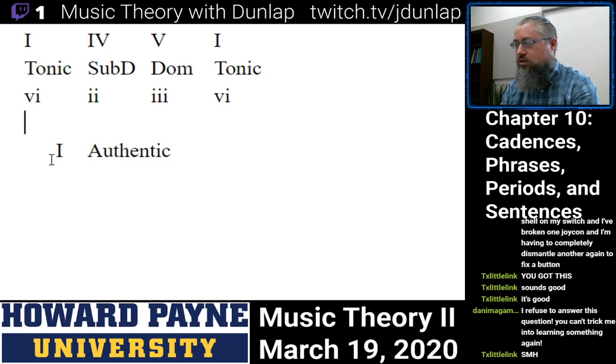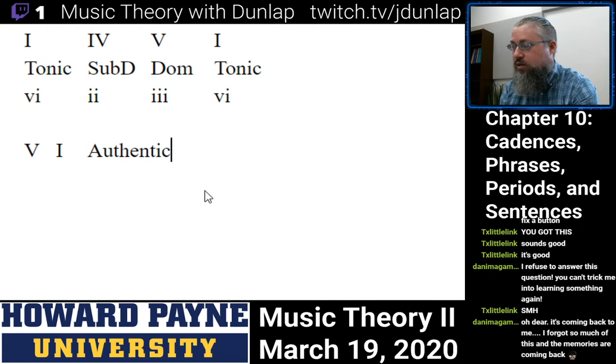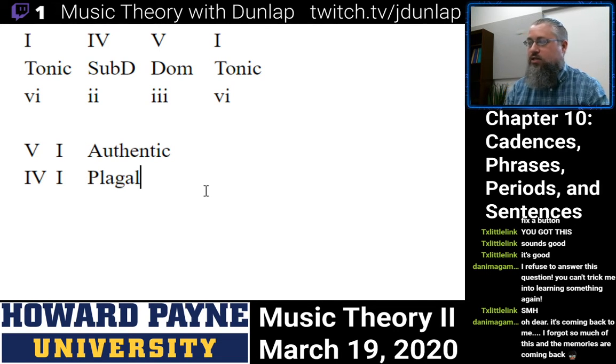is using the dominant, and that is an authentic cadence. If I'm not going 5 to 1, I'm going 4 to 1. This is so not common, but it is the plagal cadence.